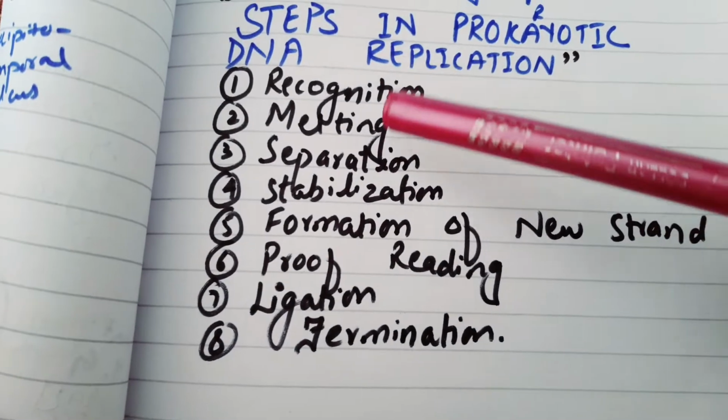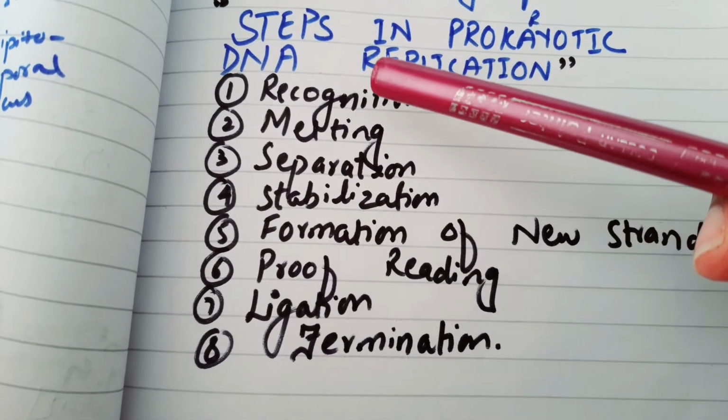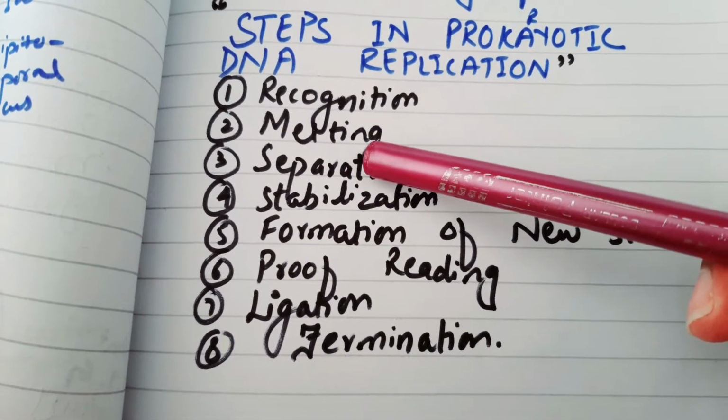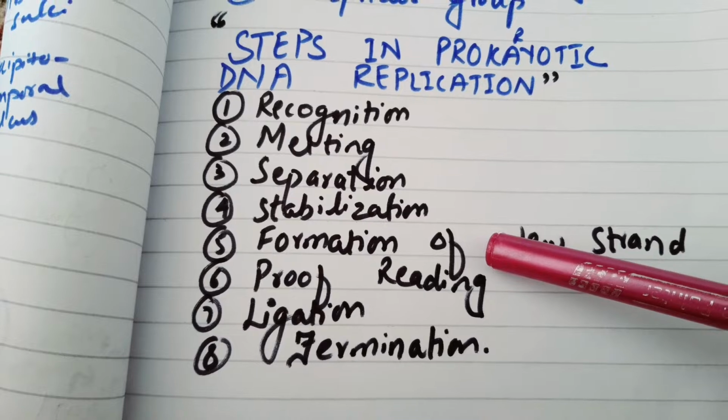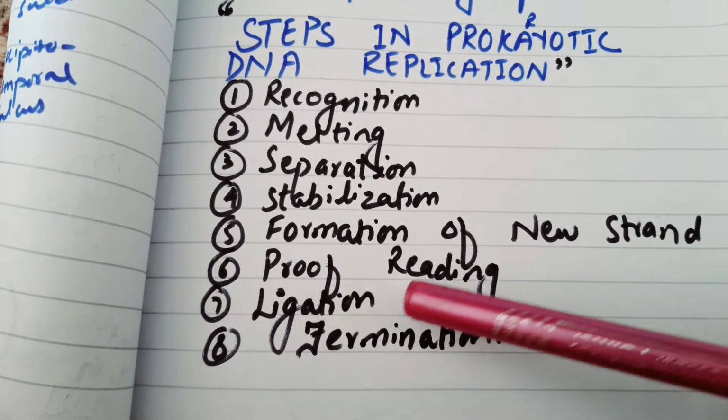Basically there are 8 steps in prokaryotic DNA replication. First step is recognition, then melting, separation, stabilization, formation of new strand, proofreading, ligation, and final step is termination.